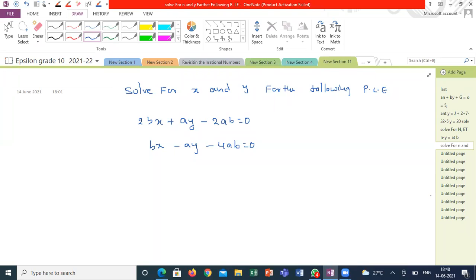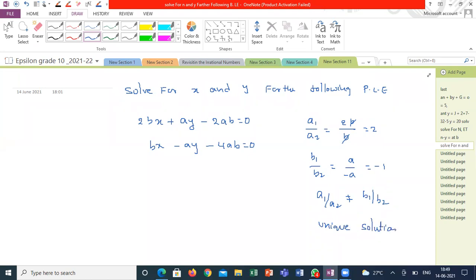What is a1 by a2 value? a1 by a2 is equals 2b by b. So that will be equal to 2. b1 by b2 is equals a by minus a, that is equal to minus 1. So a1 by a2 is not equal to b1 by b2. So what kind of solution it is? Unique solution, correct?